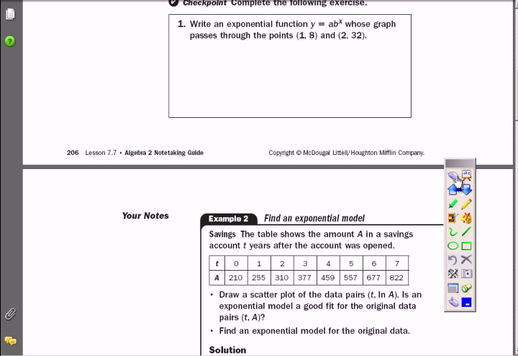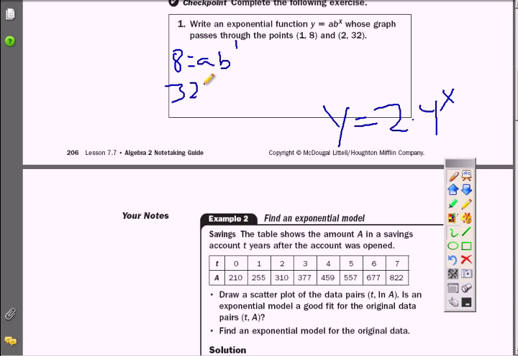All right, welcome back. I hope you went through and did all of that same process. And if you did it, and you did it correctly, you got y equals 2 times 4 to the x. If you did it and you did it correctly, you started with something like 8 equals ab to the 1, and 32 equals ab to the 2.